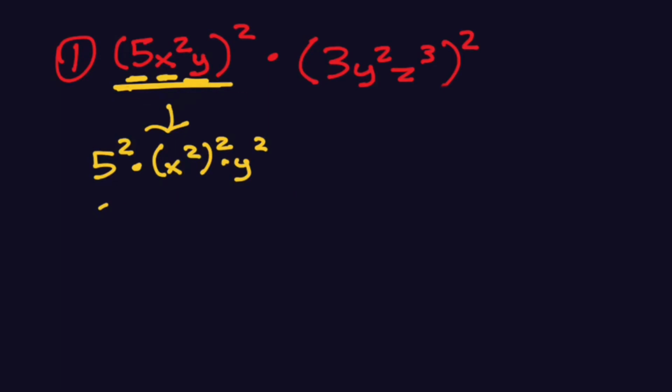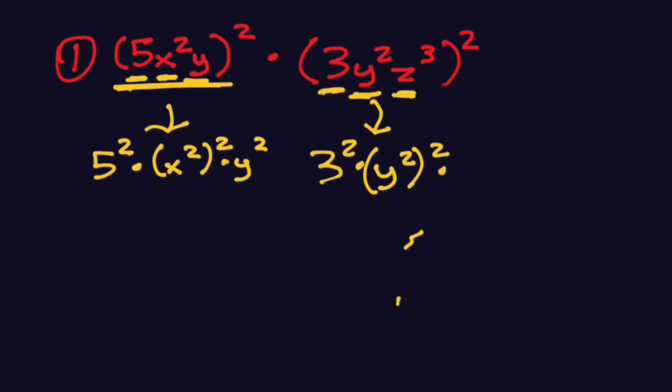Now let's look at the second part of the equation. We're going to do the same thing as we did with the first part. We're still looking at the same equation, just in a different form. So we're going to square all of the different things in the parentheses. So this is equal to 3 squared times y squared squared times z cubed squared. And remember, we are multiplying these two things together, so don't forget to put your multiplication sign right there.